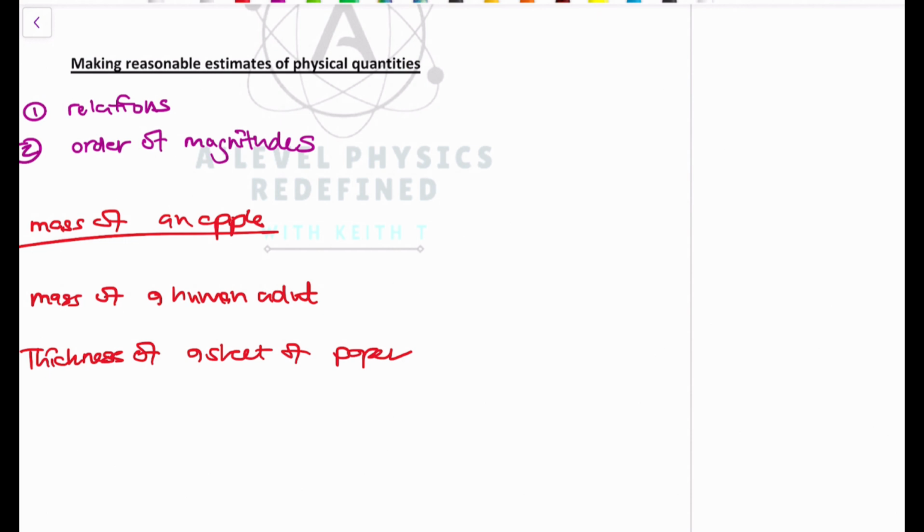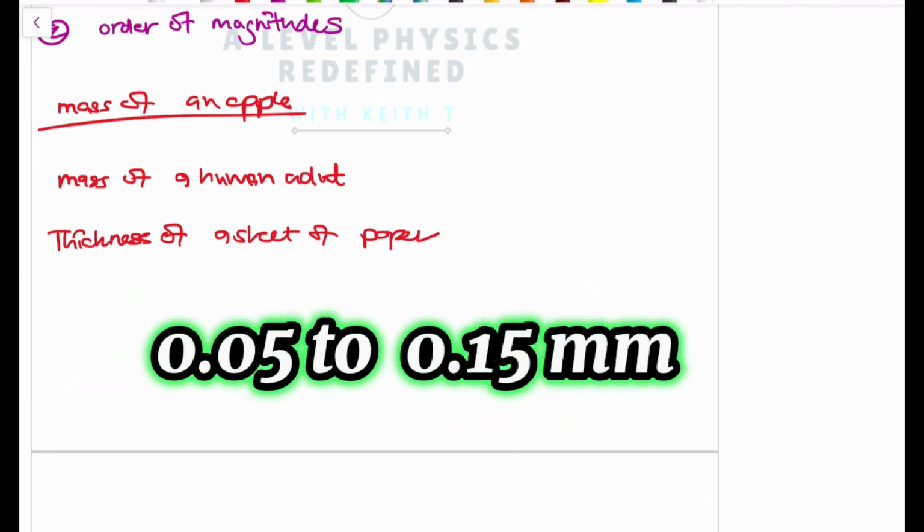You measure the thickness of that booklet using your ruler. It might have 20, 30 pages or so. Then you measure how thick that is, and divide by the number of pages that you have. You basically have the thickness of a sheet of paper. Sometimes it lies around 0.05 to 0.15 millimeters. So it's very important for you to be thinking of that.